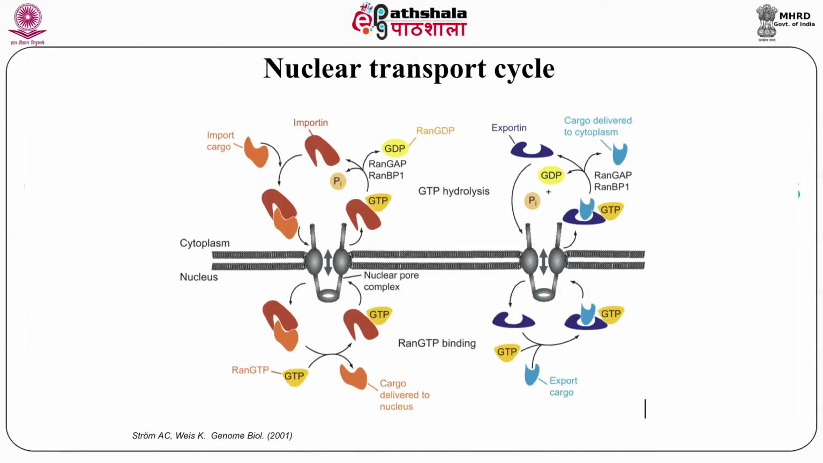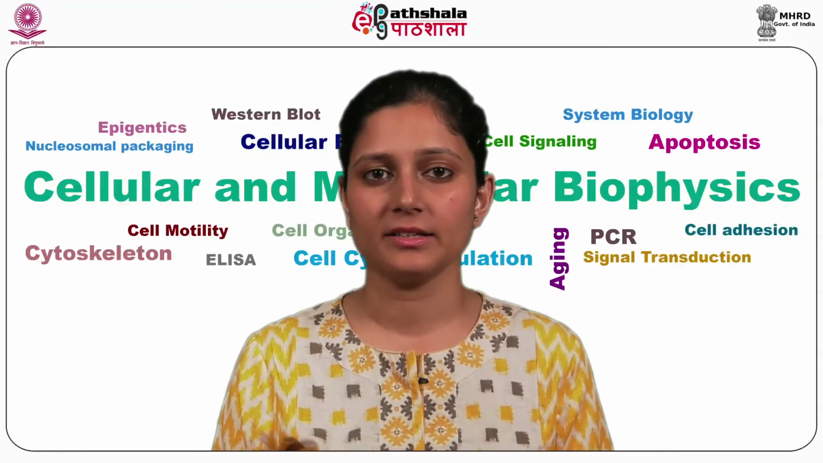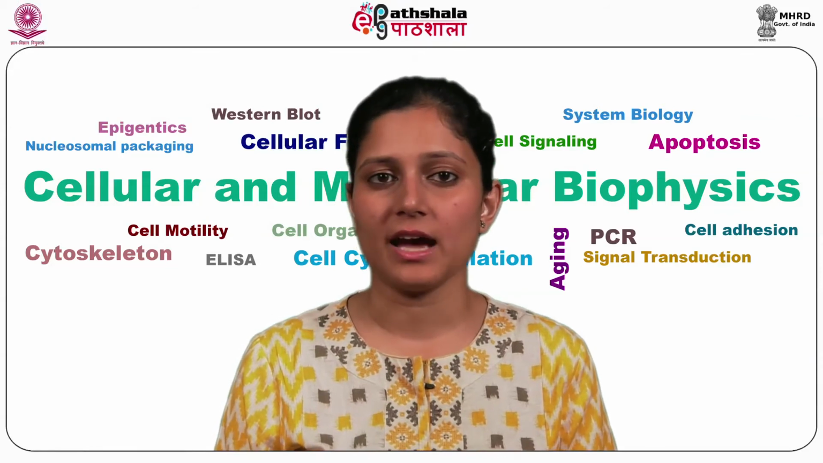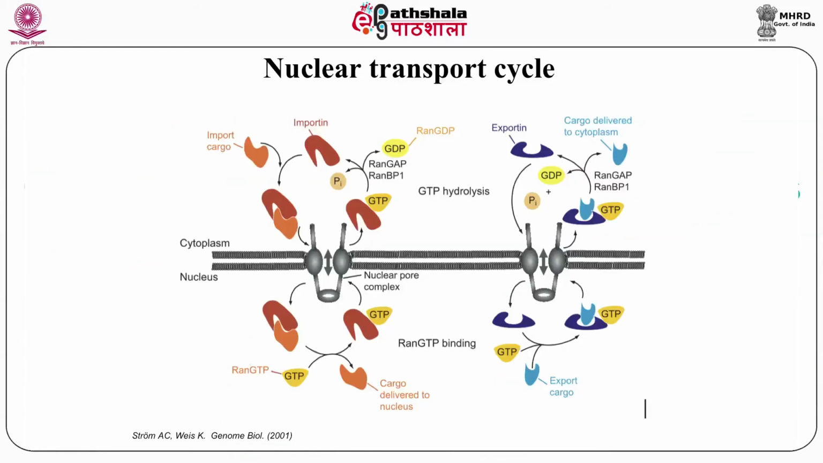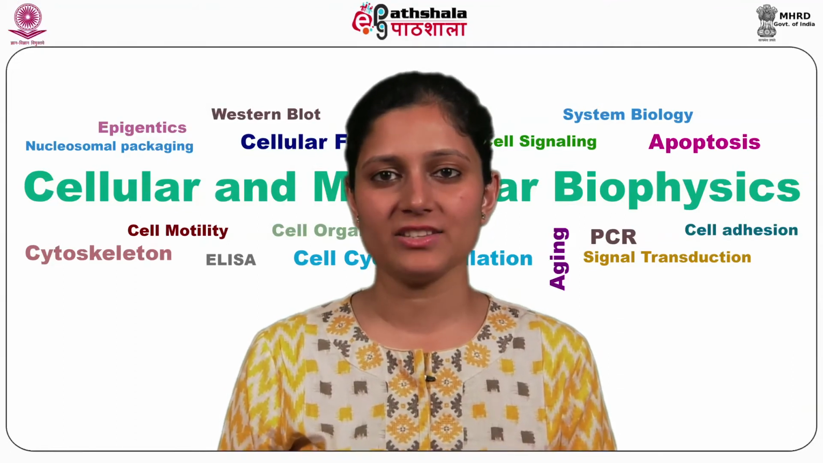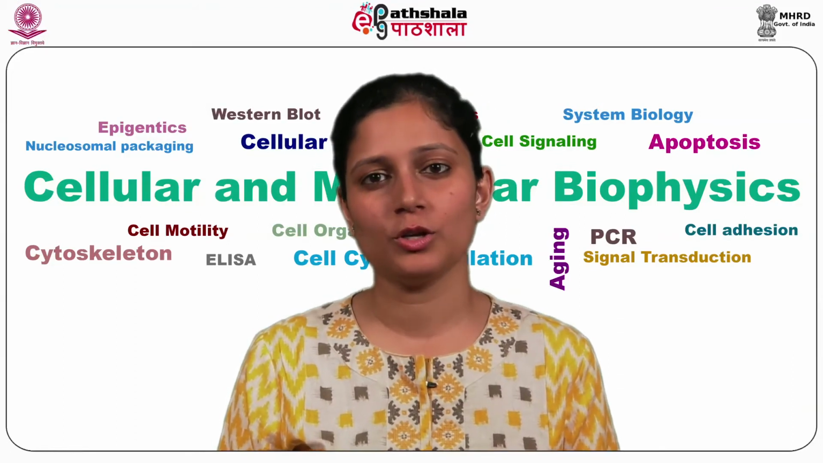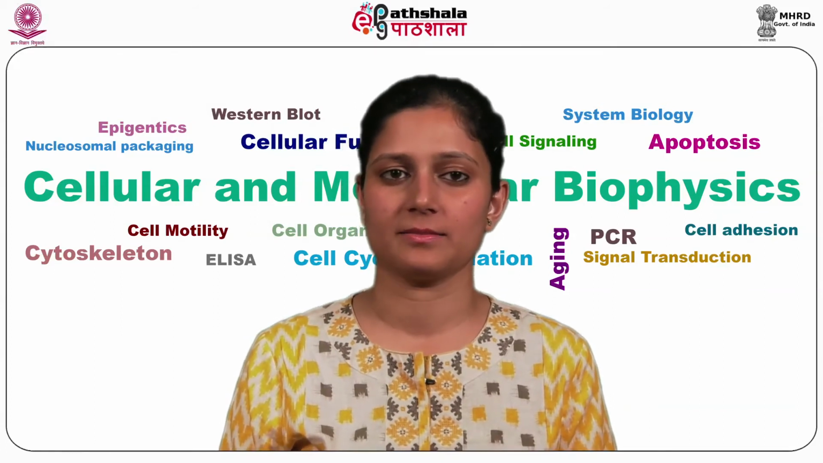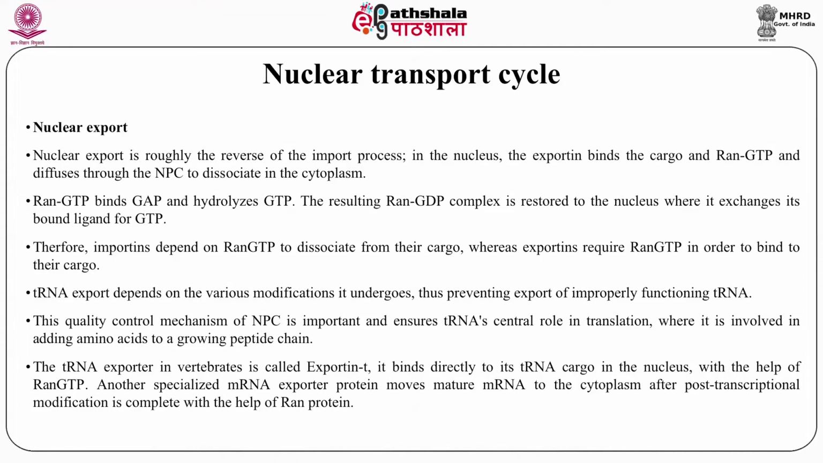The right part of the picture shows nuclear export cycle. In nuclear export cycle, cargo to be delivered to cytoplasm is marked in bright blue color and exportins are marked in dark blue color. Nuclear export is roughly the reverse of the import process. In the nucleus, the exportin binds the cargo and RAN GTP and diffuses through the nucleopore complex to dissociate in the cytoplasm. RAN GTP binds GAP and hydrolyzes GTP. The resulting RAN GDP complex is restored to the nucleus, where it exchanges its bound ligand for GTP.